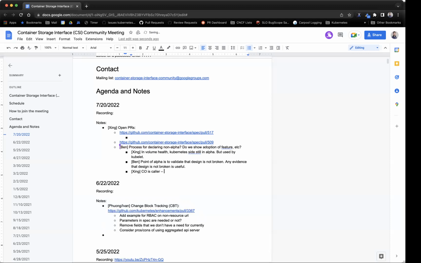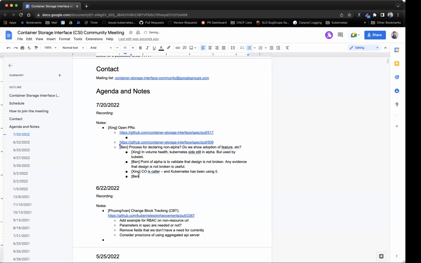Yeah. I mean, I'm not opposing moving it to GA. It's good to have a checklist when you do so that you can say, yeah, we did all of the things. Yep. Yeah, I think that makes sense. I think it might be kind of hard to point to actual adoption numbers.